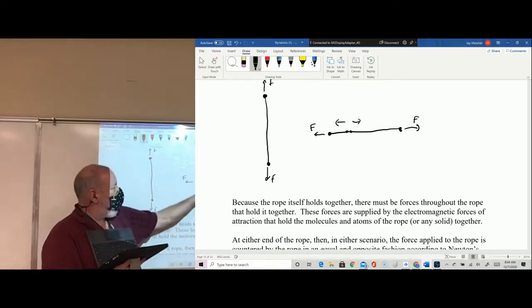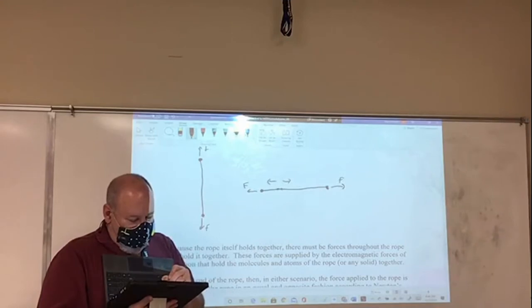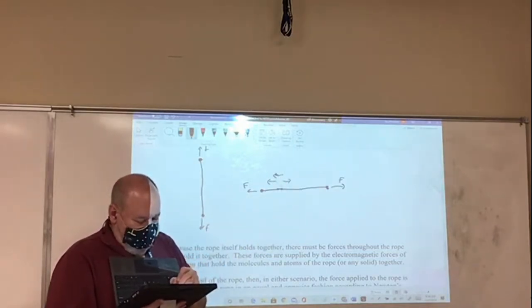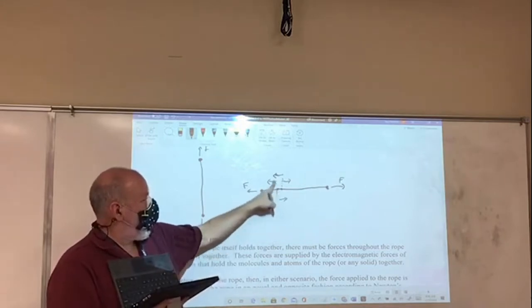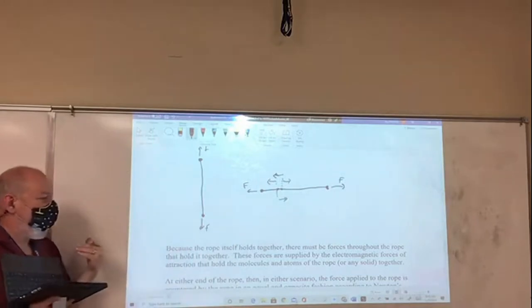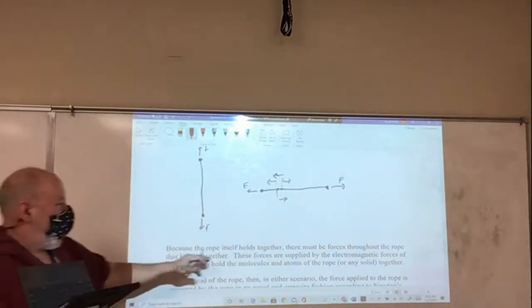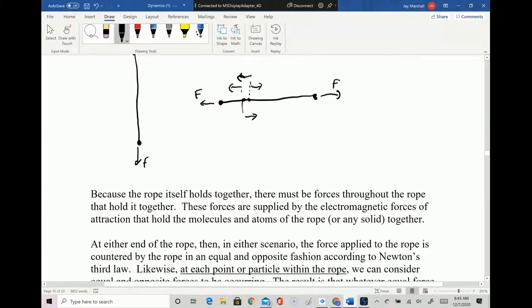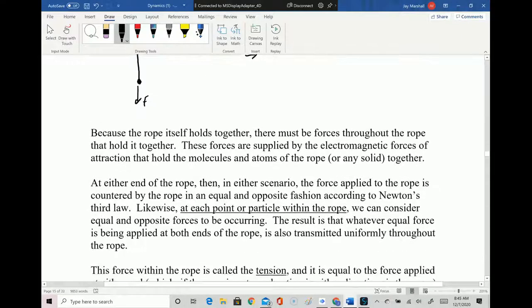I have forces acting on these two particles, trying to stretch them, so I must also have a force acting this way on this particle. And I must have a force acting this way on this particle. And they all have to be balanced because there is no acceleration. These forces are supplied by the electromagnetic forces of attraction that hold all atoms and molecules together, or any solid together.